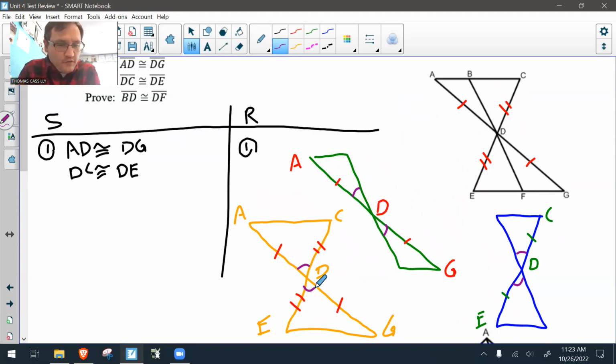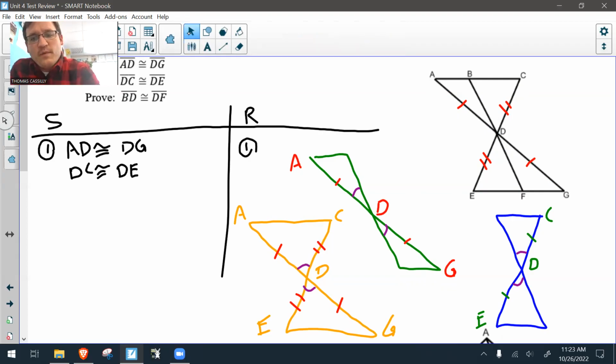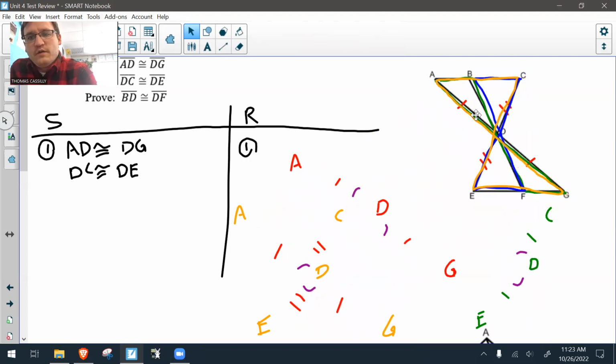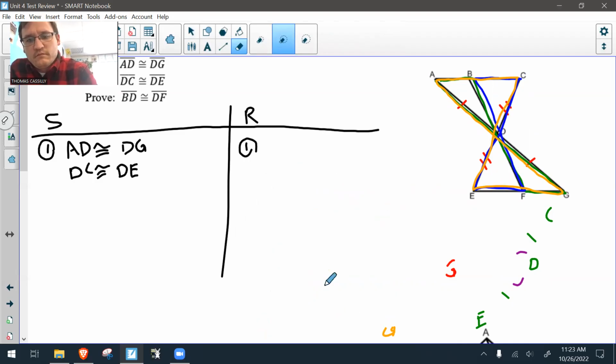All right, so if we just look at all 3 of those triangles, it would make the most sense to pick the orange one. So I'm not even going to bother with the green one or the blue one yet. We'll come back to those. So I'm just going to put these back where they were, and we are going to focus on proving the orange one. Let me get rid of all this stuff.